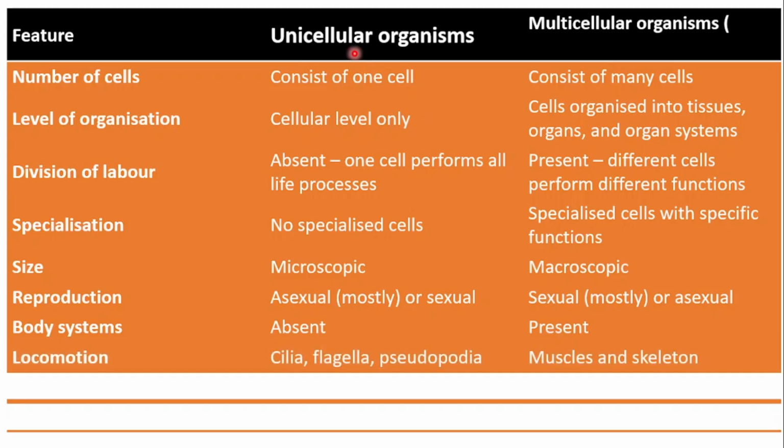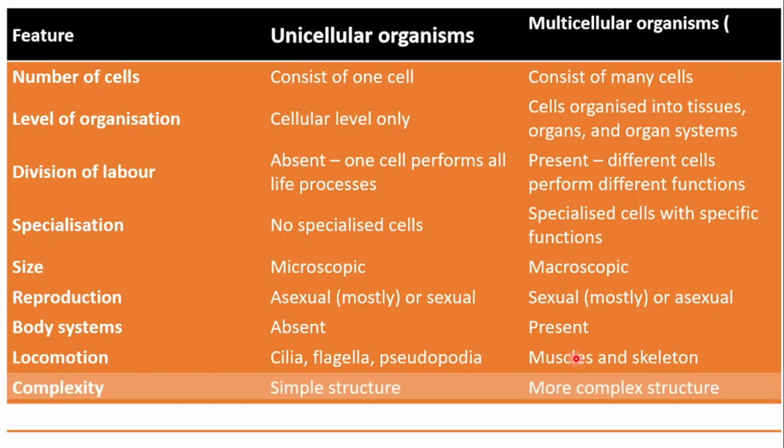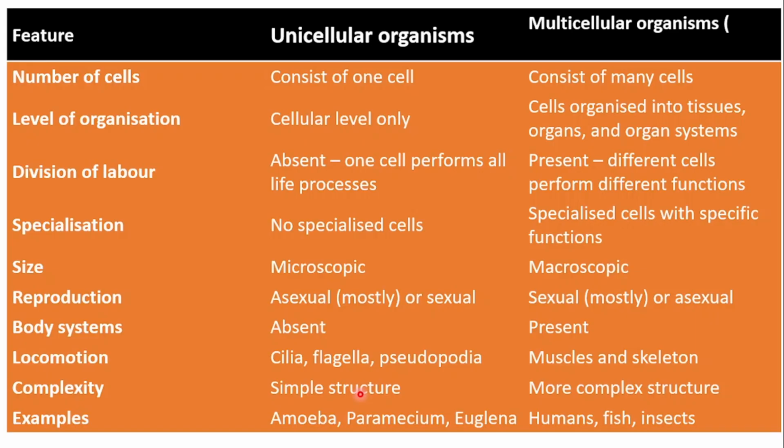Indeed, in terms of locomotion, in terms of how they move, unicellular organisms can move using cilia, flagella, or pseudopodia. But multicellular organisms move using muscles and skeletons. Then we have complexity. Which one do you think is more complex? Multicellular or unicellular organisms? Indeed, multicellular organisms are definitely more complex. So they have a more complex structure. But unicellular organisms have a simple structure. And finally, we have examples. So what are some examples of unicellular organisms? We have amoeba, we have paramecium. And for multicellular organisms, we have humans, fish, and insects.